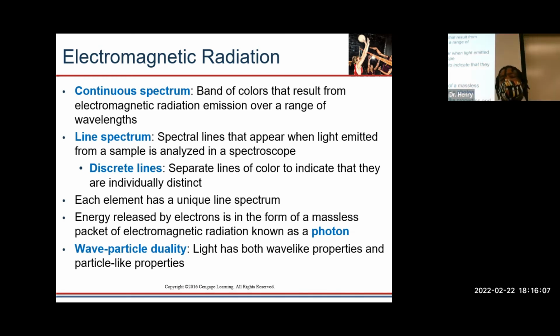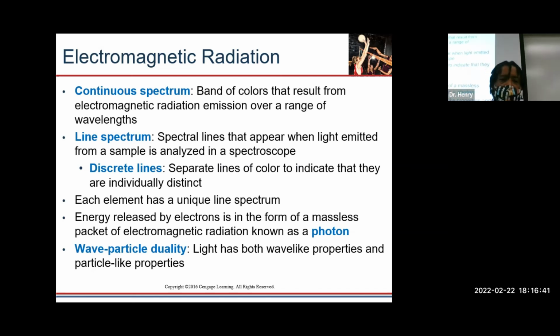Okay, so that was an example of a line spectrum. I'll show you another example in a second. A line spectrum gives us very discrete lines, and those discrete lines are a result of electrons being excited at different levels. We're going to talk about that in more detail in a second. Energy is basically released by electrons that are being excited, and that energy being released is called a photon.